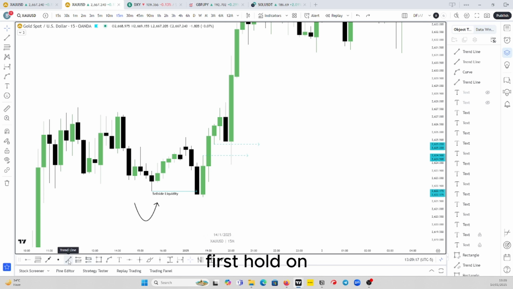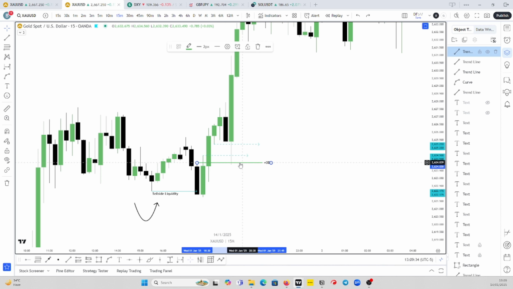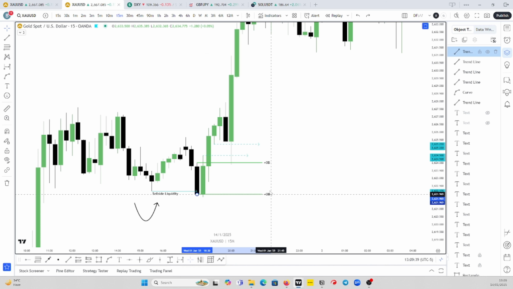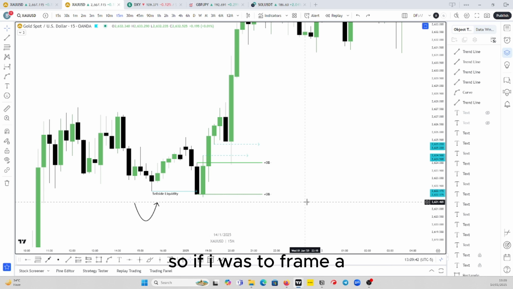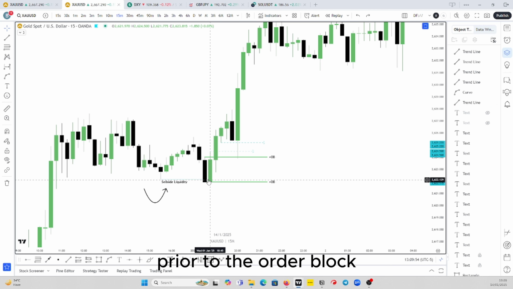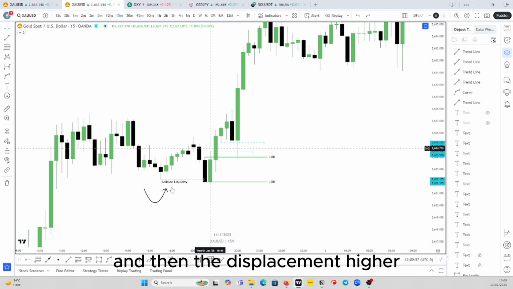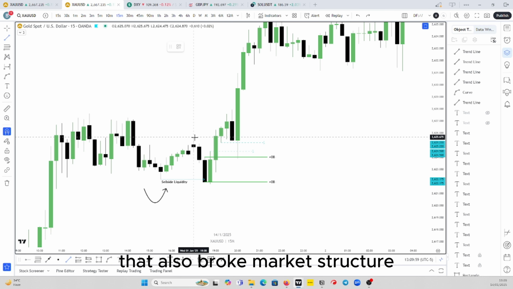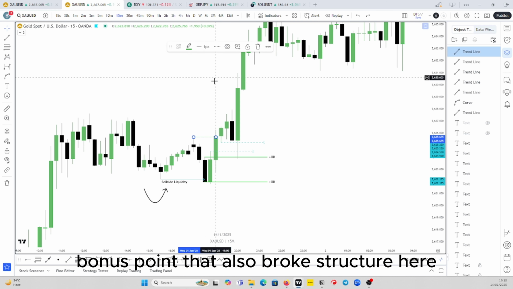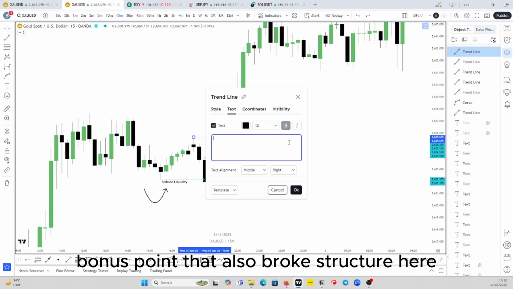Okay, so that's the high of the order block. And this is the low of the order block. So if I was to frame a long, to frame a buy from this order block, after seeing these 2 criteria, this sweep of liquidity of this swing low prior to the order block, and then the displacement higher that also broke market structure, that's another point to consider, bonus point, that also broke structure here.